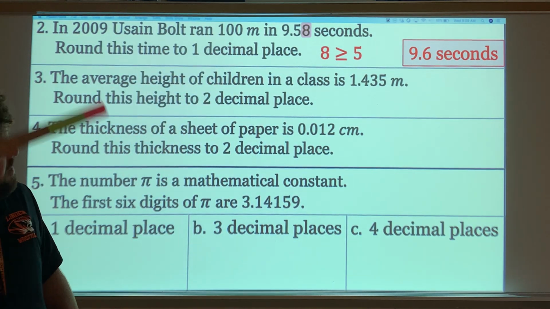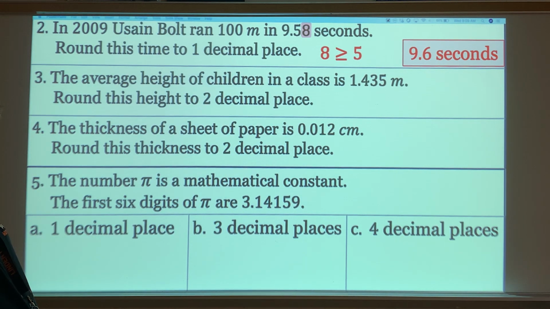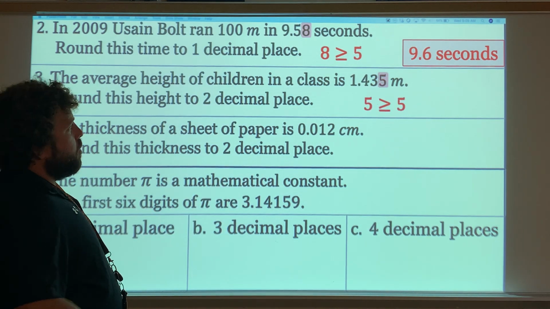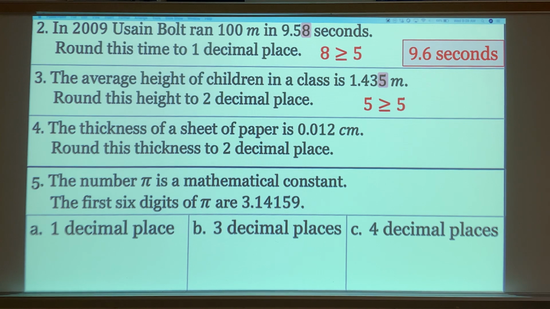Average height of children in a class is 1.435 meters. Round this to 2 decimal places. Move to the 5. 5 is greater than or equal to 5, right? So since 5 is greater than or equal to 5, what do you do? 1.44 meters. All right. That wasn't too terrible, was it?